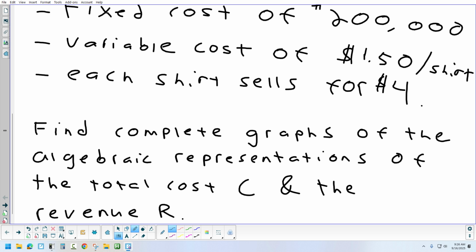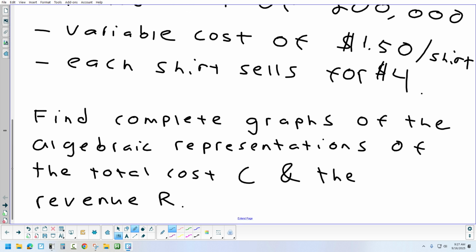And what's our dependent variable going to represent? For both cost and revenue, the dependent variable is going to represent the revenue, and the revenue is measured in dollars. Cost, revenue, they're both money. So money is dependent in this case.